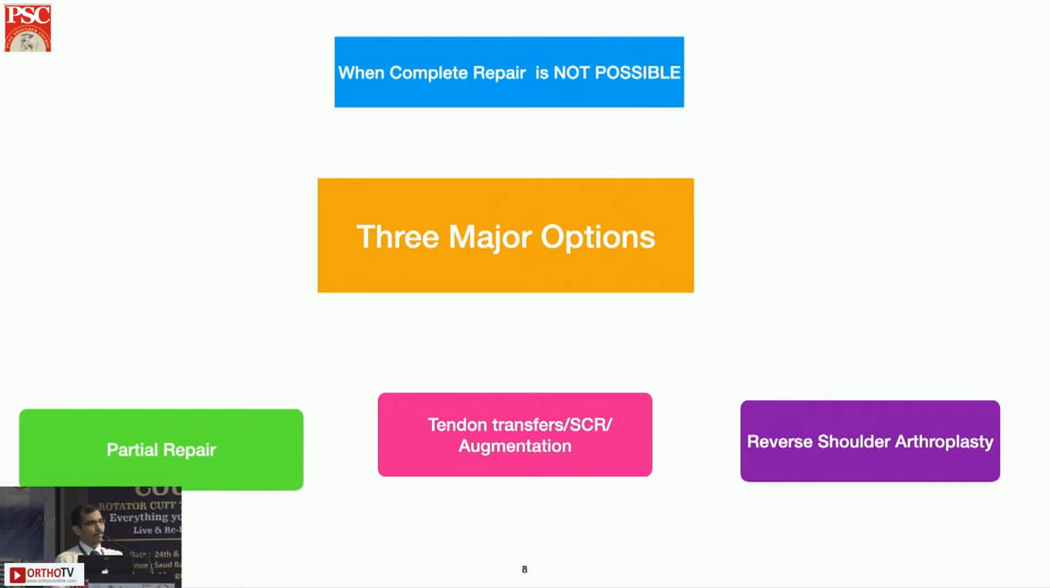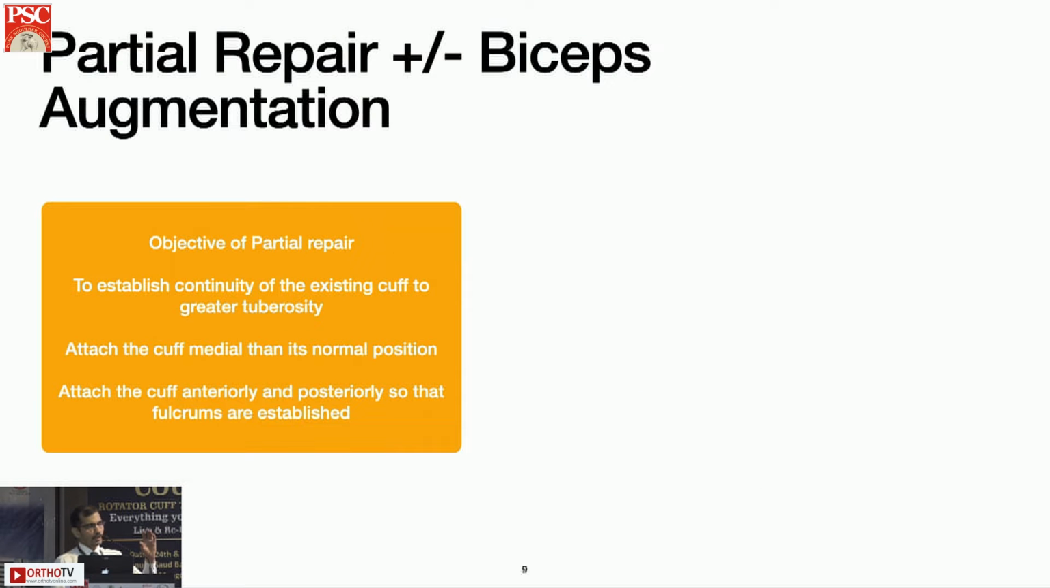One is you can do partial repair, where you try to repair whatever tendon is available, or you have to think about alternate salvage options, where tendon transfers or superior capsule reconstruction or augmentation with patch or balloon spacers and those things, or you have to think about an arthroplasty option. These are the only three broad options available when you have a patient where you cannot do a complete repair. First, let us focus on the partial repair, because this session is on the partial repair.